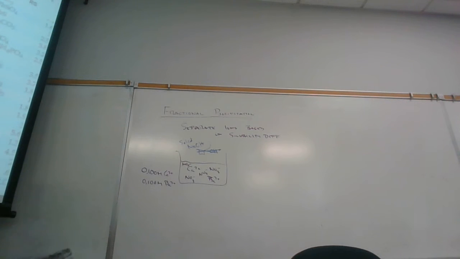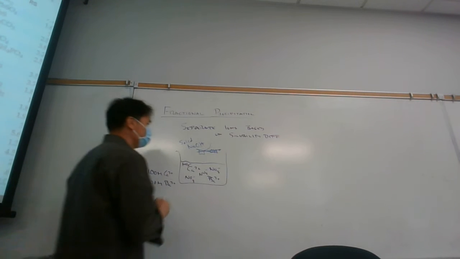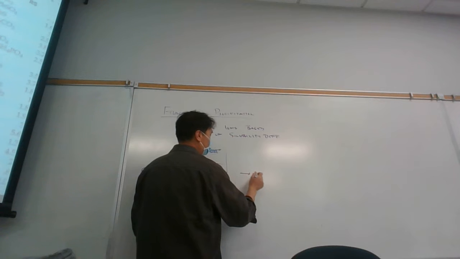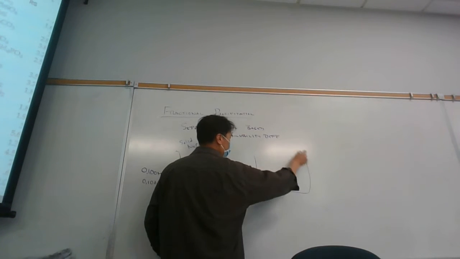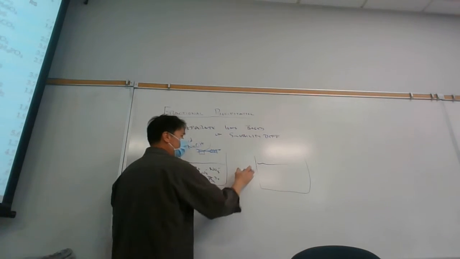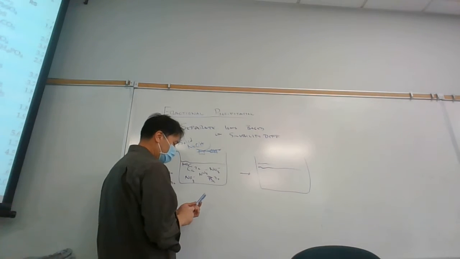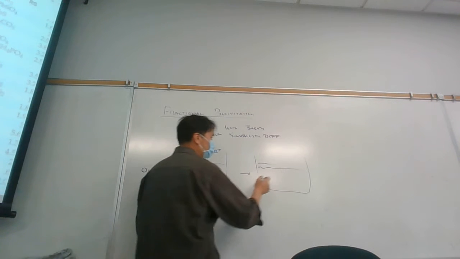So what's going to happen is, as I increase the hydroxide, the calcium hydroxide is a lot less soluble, so that should precipitate out first. And then I have to continue to increase the hydroxide to precipitate out the barium hydroxide. So I'm going to add a little bit of hydroxide, and I need to go slow because I don't want both to precipitate. If I dump in a whole bunch of hydroxide, then both will precipitate out. So I need to add a tiny bit of hydroxide at a time.